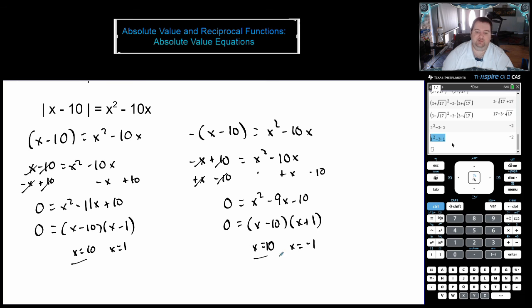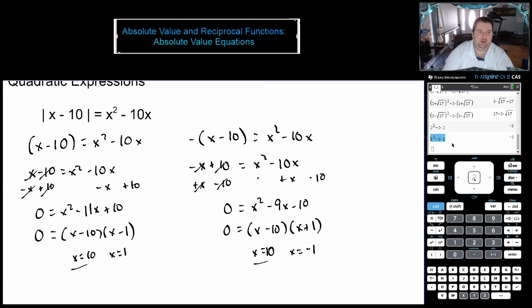Notice that these are the same, so we're only going to have to check that once. Let's check it. If I plug in 10 here, 10 minus 10 is 0. So this becomes 0. Plug in 10 here. This is going to be 100 minus 100 is 0. Does 0 equal 0? Yep. Both of these work. It was a little bit quick, so I was able to do it in my head.